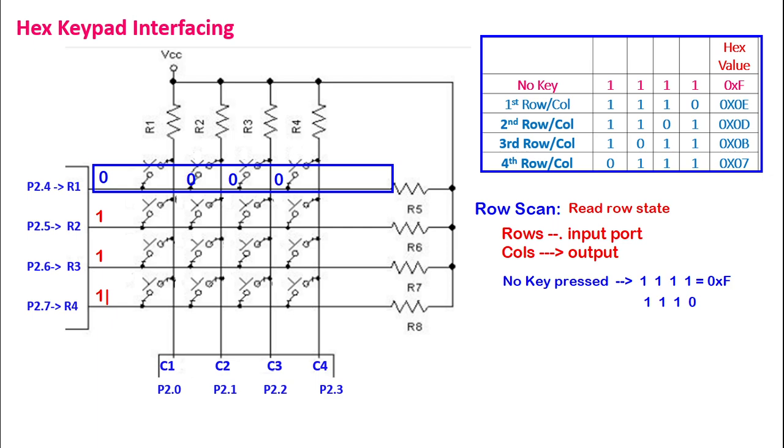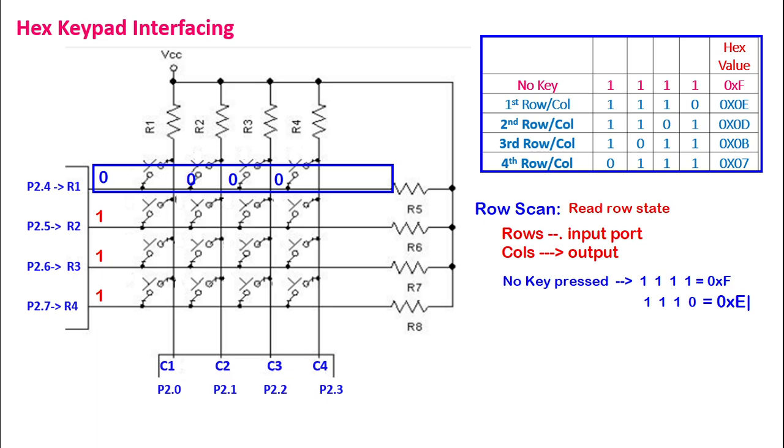Okay, so in this way, row 4 no key pressed, it is 1, row 3 no key pressed 1, row 2 no key pressed 1, and row 1 the key is pressed and the complete row will become 0 0 0 0. So when I write it in binary form, it will become 1 1 1 0. That's what you are seeing here, 1 1 1 0. And when you write it in hexadecimal form, this is going to be 0xE.